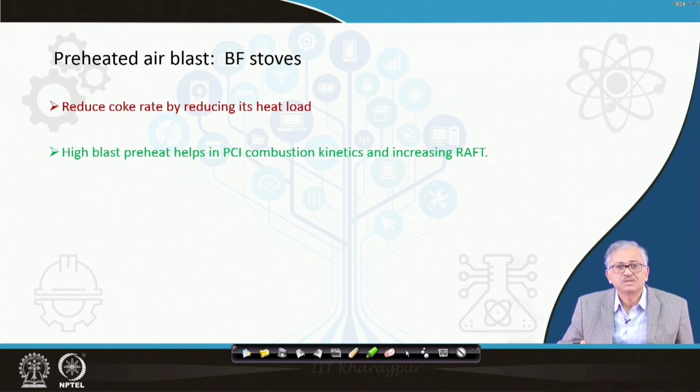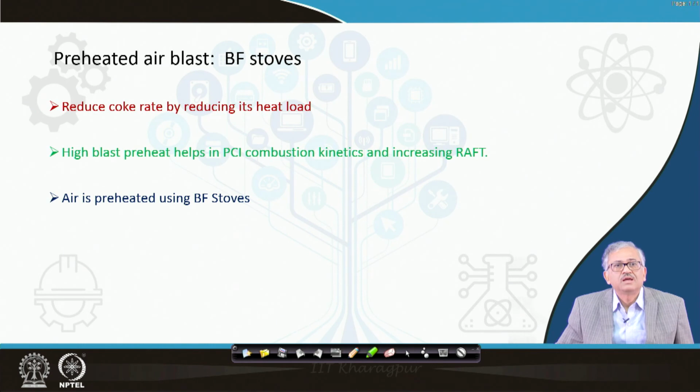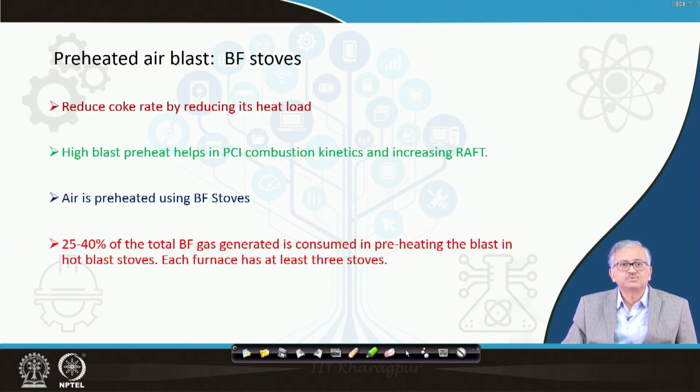The higher the blast preheat, the more PCI combustion will be facilitated. Then the air is preheated, and how the air is preheated is very important, you need to know. Basically, air is preheated in the blast furnace stoves. I will just talk about some stoves.